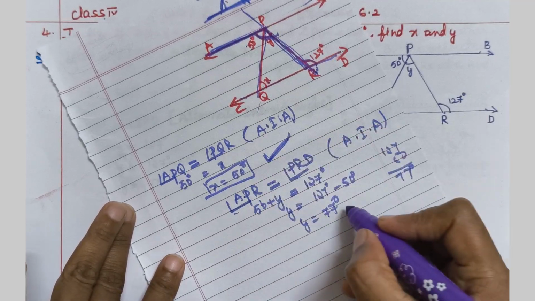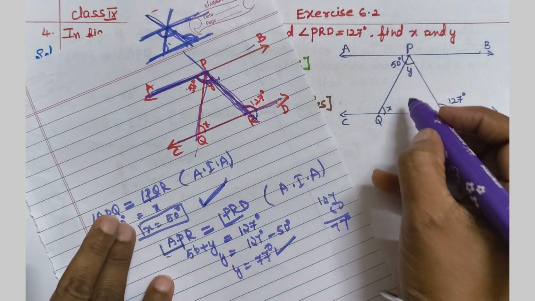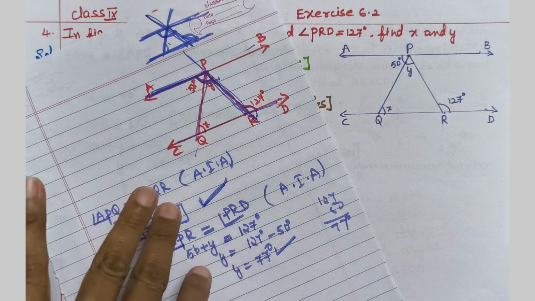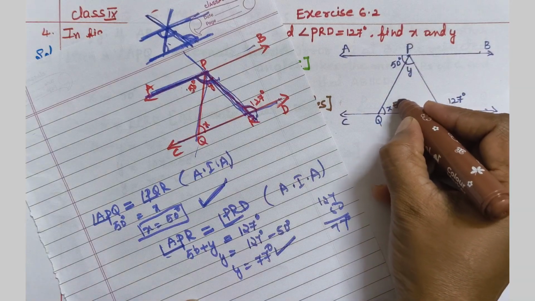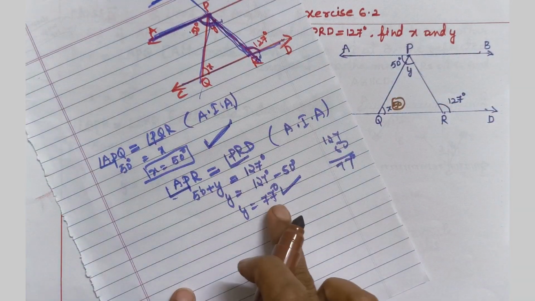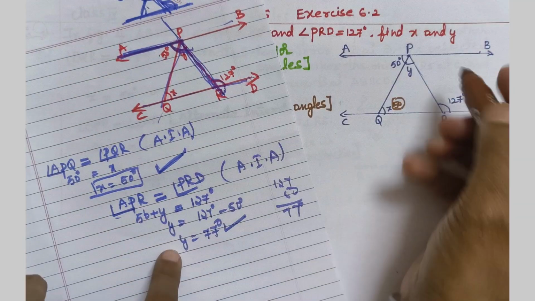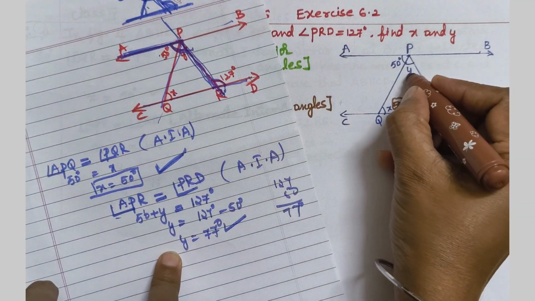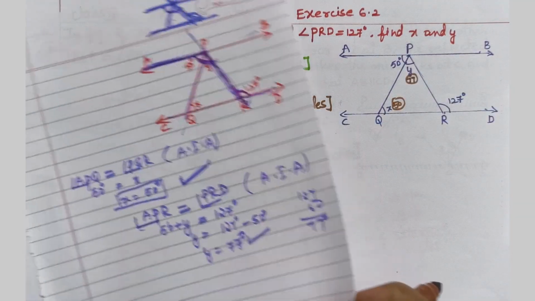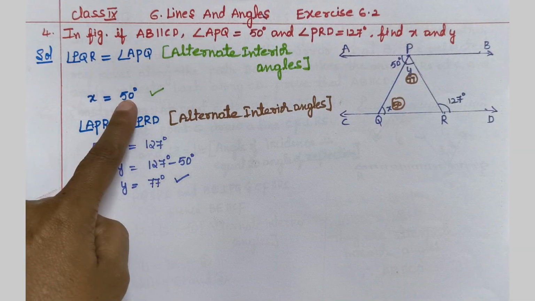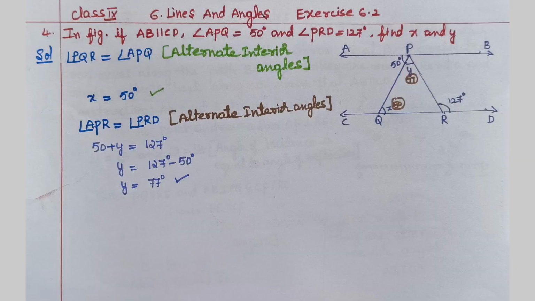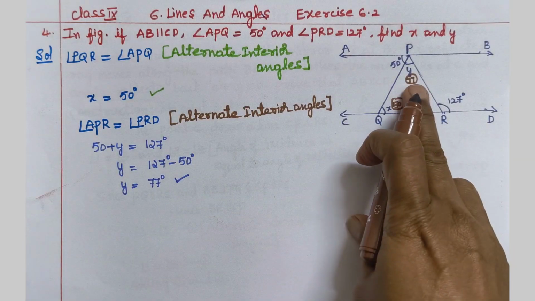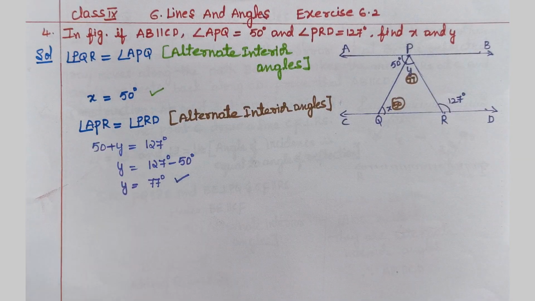So this is 50 degrees, this is 77 degrees. Now I will write here. See, carefully listen. This X value is how much? 50 degrees. So now you got the Y value, how much? 77 degrees. This is the answer. See here, fair notes. This X value is alternate interior angles, 50 degrees. And here also alternate interior angles, this is 77 degrees. This is the fair notes. You can use it.